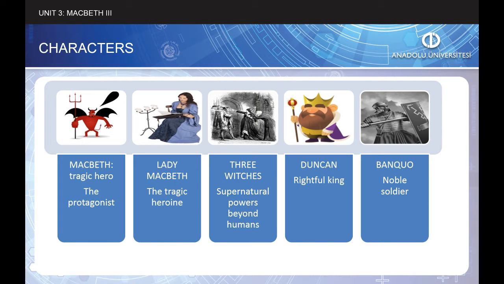The first character is Macbeth. He is the tragic hero and the protagonist of the play. He turns out to be a bloody tyrant throughout the play.